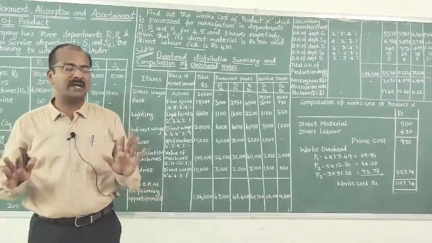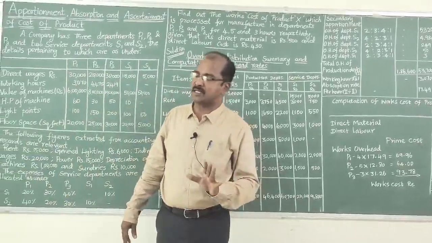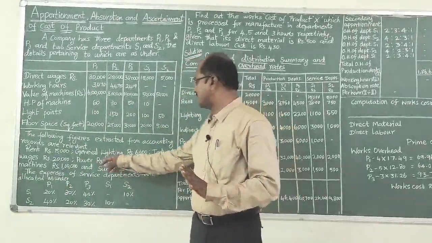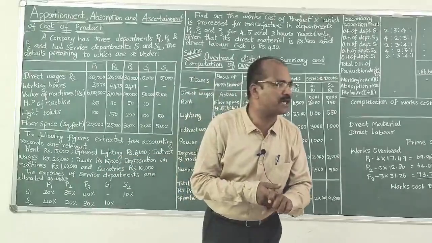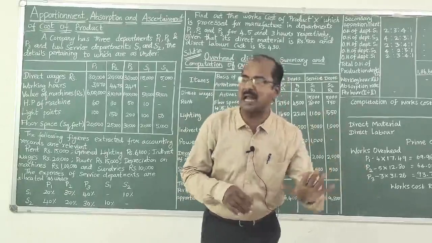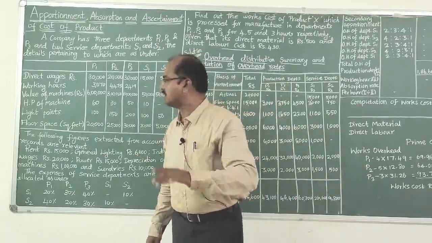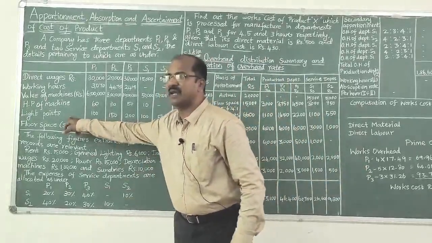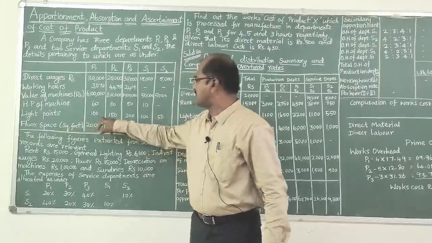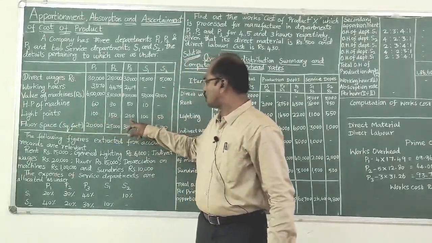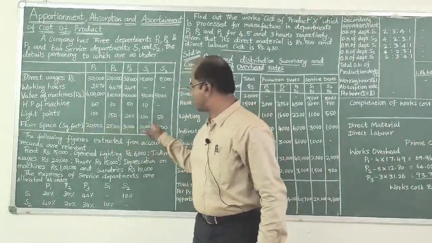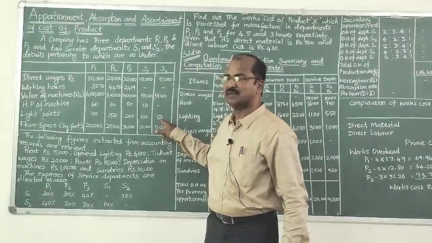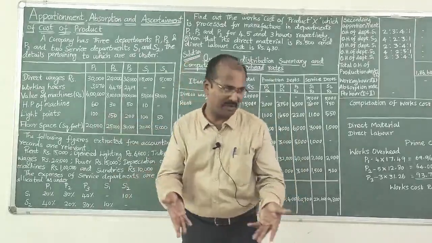Let's have a look at the next overhead given in the problem, which is nothing but general lighting. Lighting expenses could be normally apportioned on the basis of number of light points fixed in every department. Let's have a look at the number of light points: 100, 150, 200, 100, 50. We can simplify these numbers with a common factor of 50. You understand? All these numbers could be divided by 50.